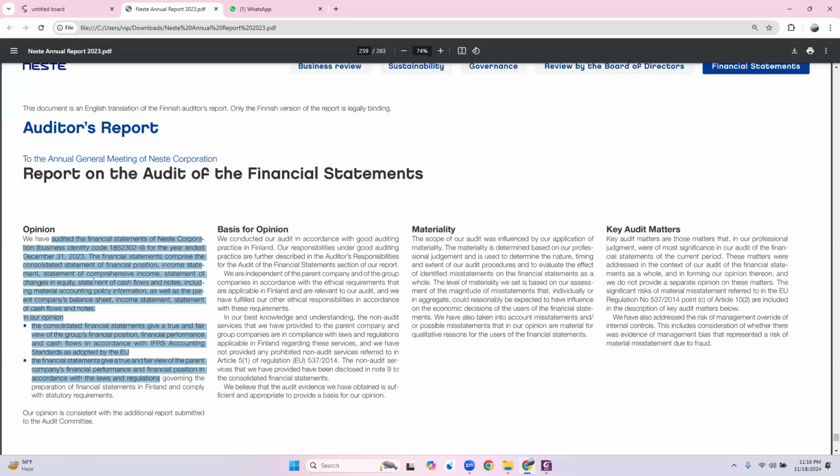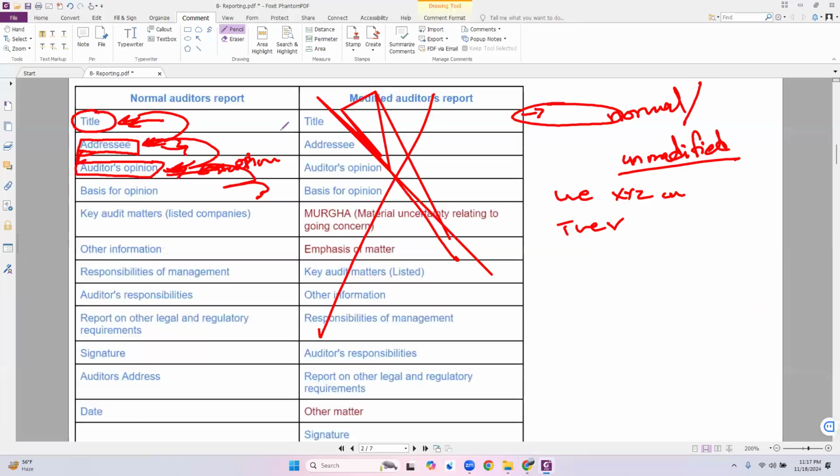So it is written, we have audited these financial statements as well as these financial statements. In our opinion, the consolidated financial statements give a true and fair view of the group's financial position, financial performance, and cash flows. So basically, the auditor is saying overall, the opinion is that the financial statements give a true and fair view. This means that the auditor has completely audited and they have found no mistake in the financial statement. So this is an auditor's opinion paragraph in which the auditor has to give an opinion. Either the financial statements are giving a true and fair view or they are not giving a true and fair view. This is what the auditor has to state. In short, this is what it means.